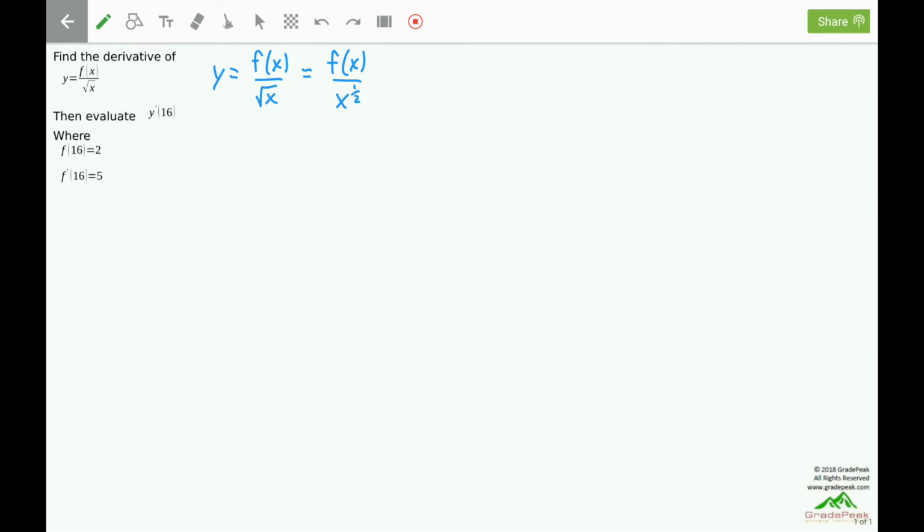It's x to the first power and then second root, so x to the 1/2. We'll need that for the derivative. Since we have a quotient, we will use the quotient rule for the derivative.